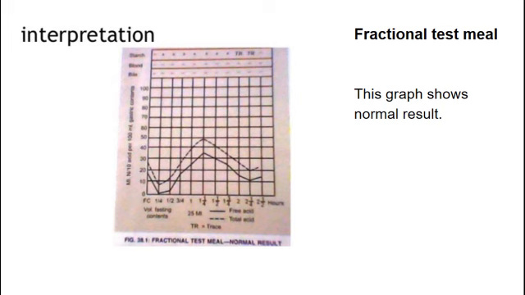Next, coming to the interpretation of the fractional test meal, a person is said to be normal if the total acid is below 50 milliequivalent per liter. If it is above 50 milliequivalent per liter, then the condition is said to be hyperchlorhydria, which is an indication of duodenal ulcer, gastric cell hyperplasia, pyloric stenosis, and Zollinger-Ellison syndrome.